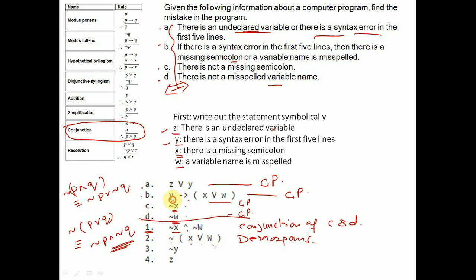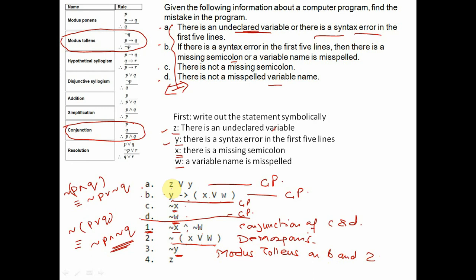Now I have Y implies X or W, that is the given premise, and I have negation of X or W. Now I can apply modus tollens over here. This says Y implies X or W, P implies Q, and I have negation of Q. So I get negation of Y. Modus tollens on B and 2, so I get negation of Y.